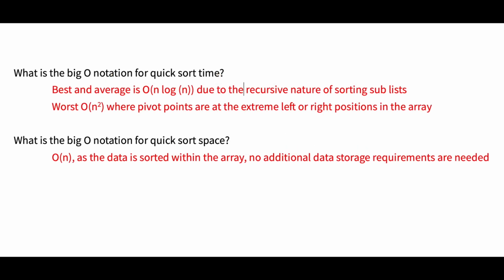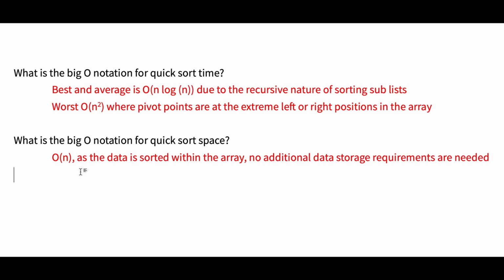Finally, let's look at the big O notation of a quicksort algorithm. So the best and average cases are n log n, and that's due to its recursive nature of sorting sublists. The worst case scenario is n to the power of 2, and that would happen where pivot points are selected at the extreme lefts and the rights of the array.